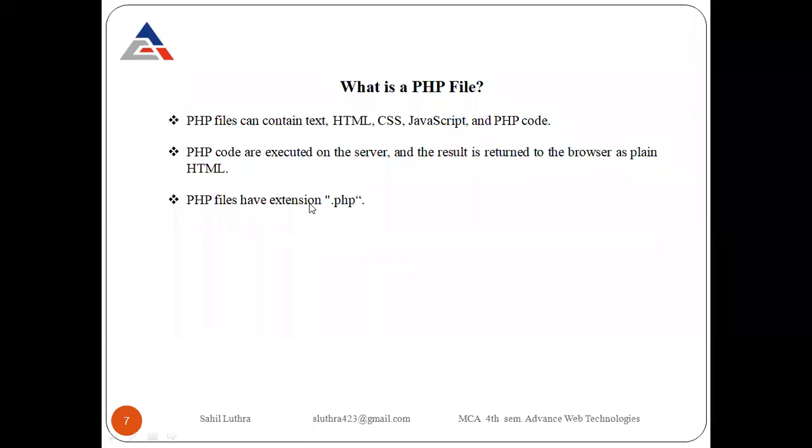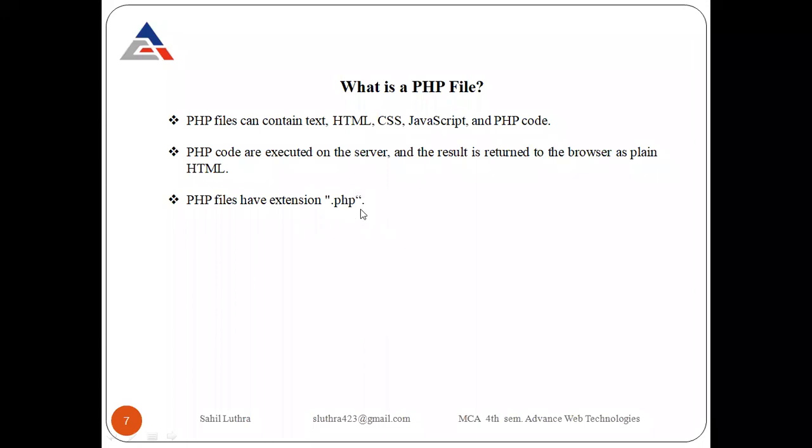PHP files have the extension .php. What is an extension? An extension is basically an address. For example, how do we know who you are? With the help of your name. So how do we know which programming language a program contains? With the help of the extension, we get to know about the program.